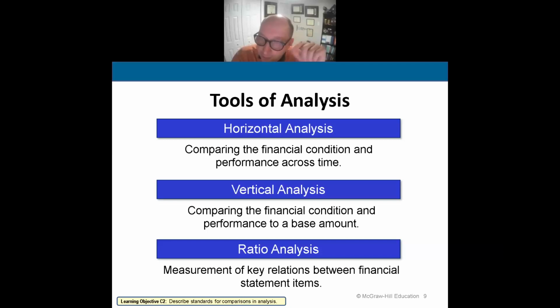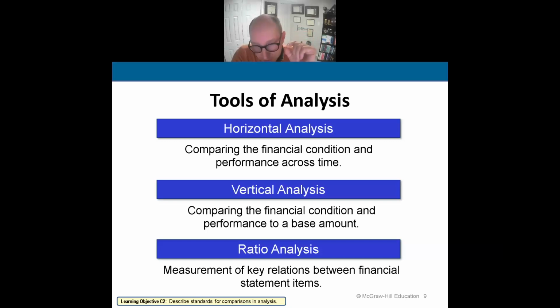How did I do this year compared to how did I do last year, and how did I do the year before? That's comparing horizontally. Horizontal simply means across time. It's typically always year to year to year. 2022 compared to 2021 compared to 2020 financial performance. I can do that for the income statement and the balance sheet.